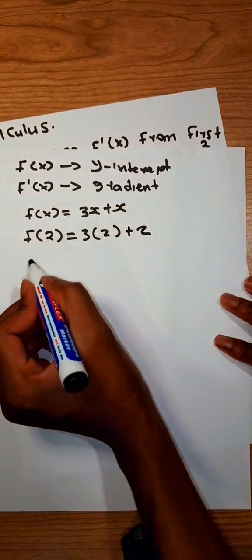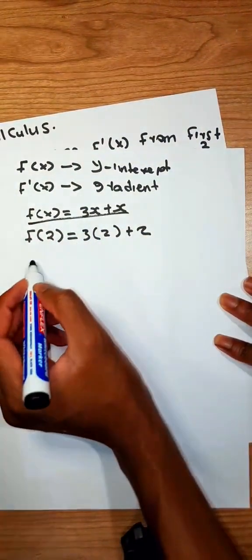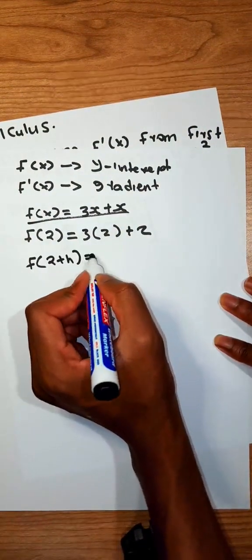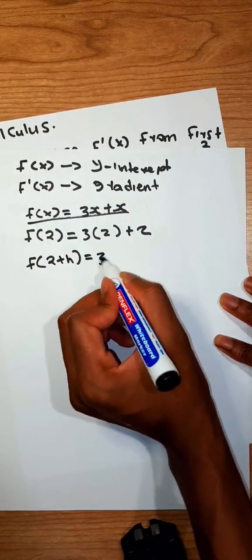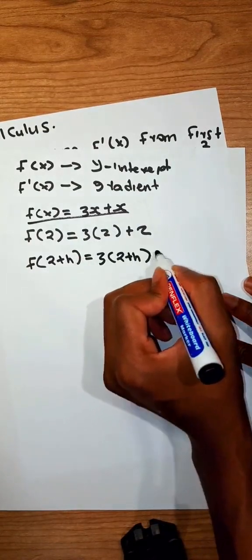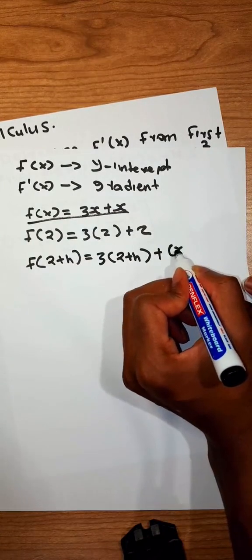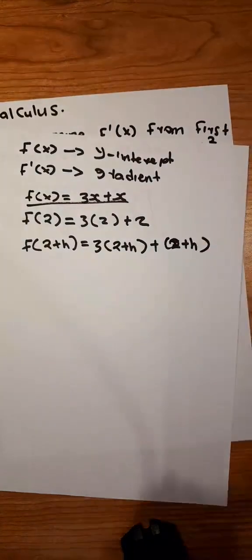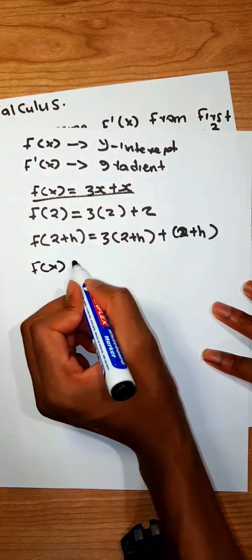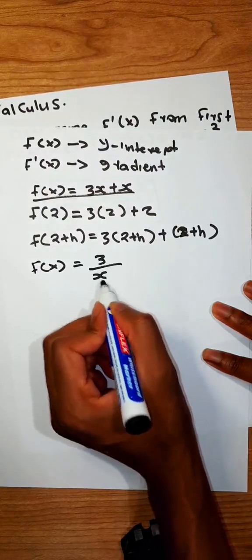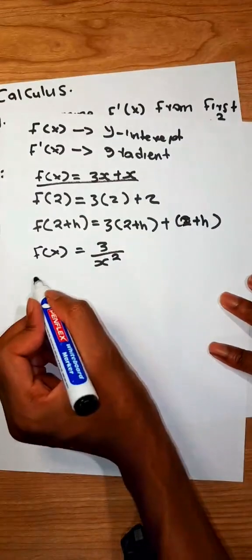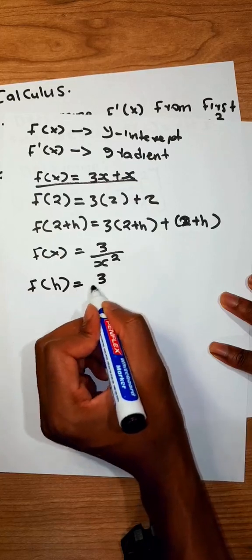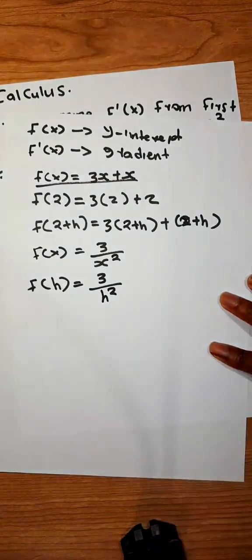Let's say we have the same f of x, but this time they say we're now having f of 2 plus h. It means that wherever there is x, we're just going to put 2 plus h, and we're also going to have 2 plus h. Now, let's look at another one. If f of x equals 3 divided by x squared, and now they say where there is x, we're just going to put h, we're simply going to have 3 divided by h squared.